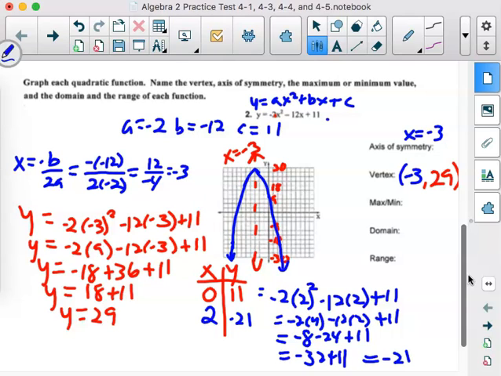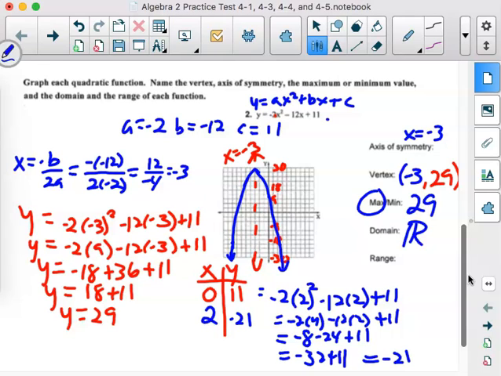All right, now, max or min? Well, this one has a highest point. It has a max. And that max is whatever the y value is at the tip top up there, and that was from the vertex. So that's 29. Our domain, again, all real numbers. It's going right and left forever.